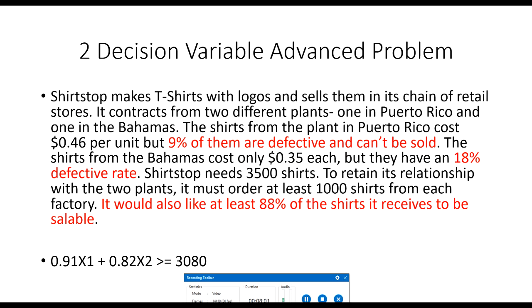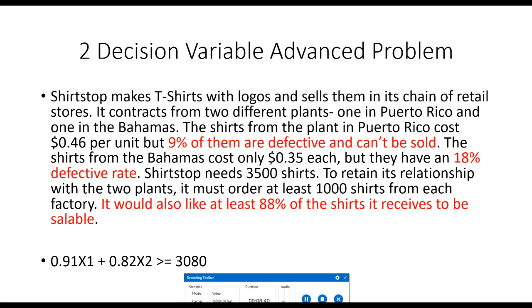Where do we get that number, 3,080? Well, we know 88% of the shirts that it receives have to be saleable. How many shirts are they receiving? A minimum of 3,500. We talked about that in the last constraint. If they're receiving 3,500 shirts and 88% of them must be saleable, 88% of 3,500 is 3,080.